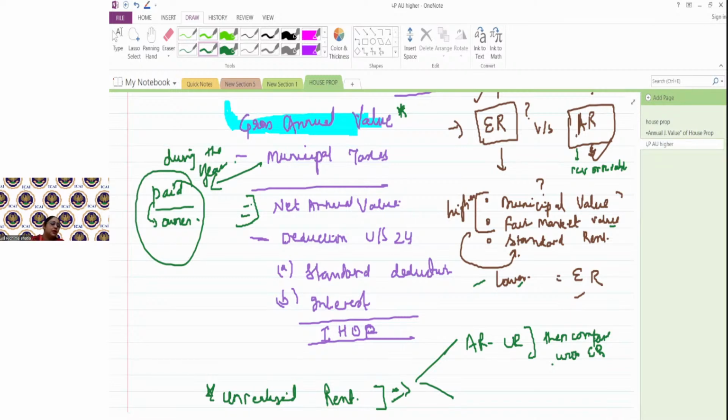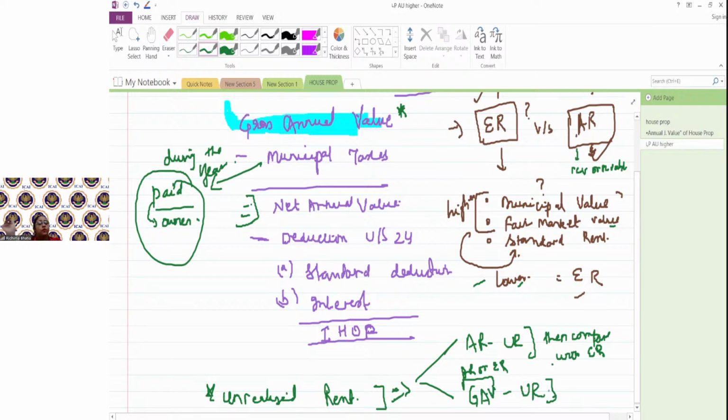But when I come to the income tax return form, I see the unrealized rent is reduced from gross annual value. The unrealized rent is reduced from the gross annual value. That is, first I compared actual rent received and receivable with the expected rent, whichever came higher became my gross annual value, from that I reduced the unrealized rent, and then I reduced the municipal taxes.